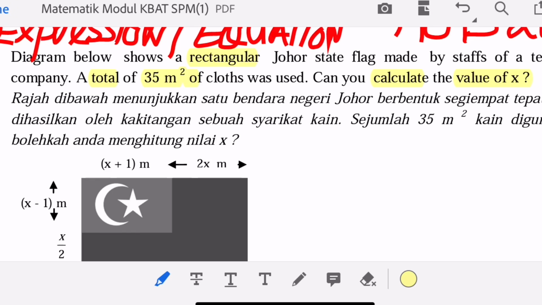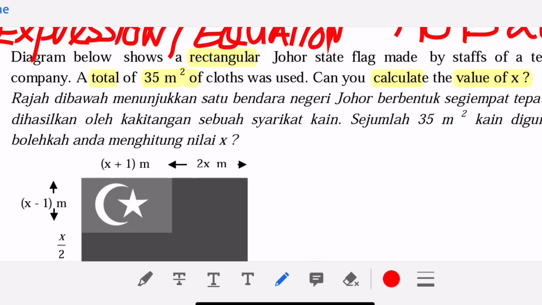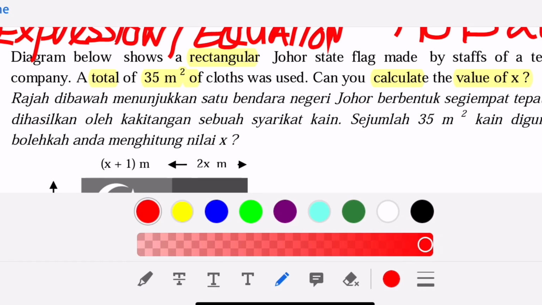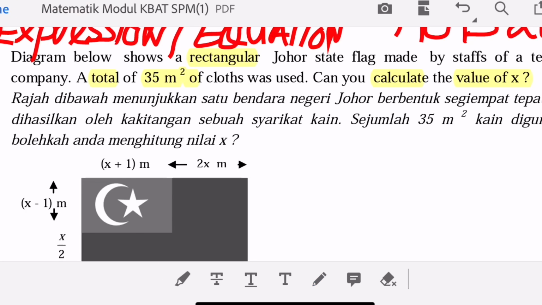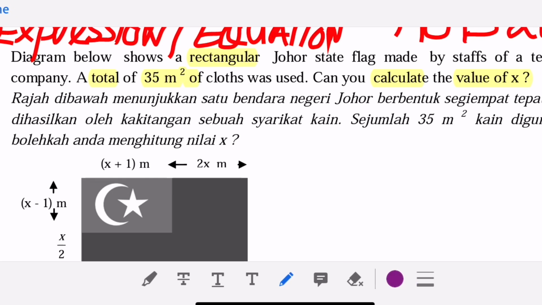I purposely delay the timing so that you have time to copy the diagram and the question carefully. In your next year SPM exam, the new format of the exam, as I said, 50% are HOTS questions. And according to Lembaga Peperiksaan, when they set the question, they will set the BM version first, followed by the English version.